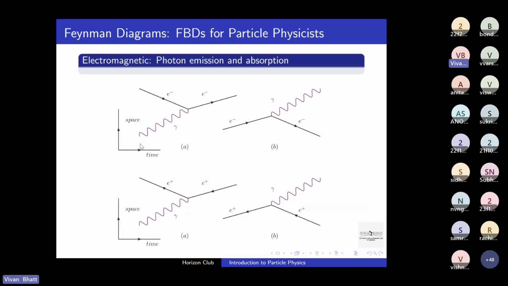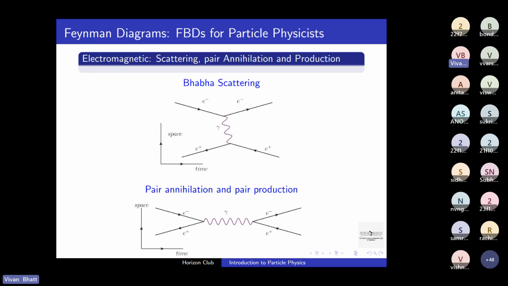Now, coming to virtual particles, I'll get to those in a bit. Here, basically, this is what is called a vertex. This is one vertex. All of these are single vertices. Now, when you bring together different vertices, you get what you call interactions.